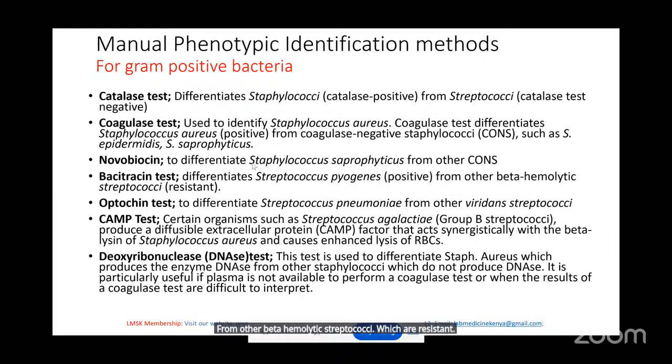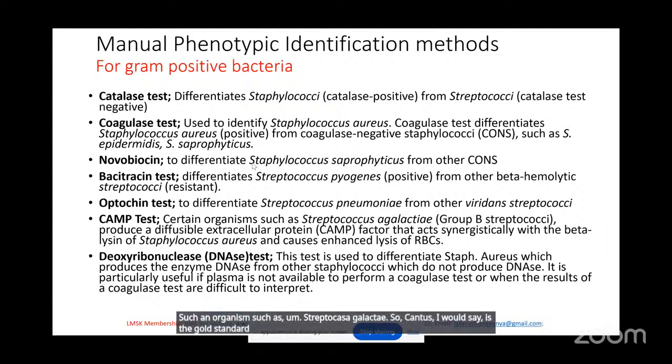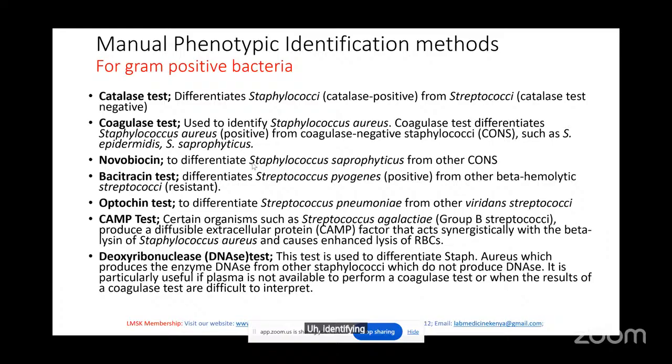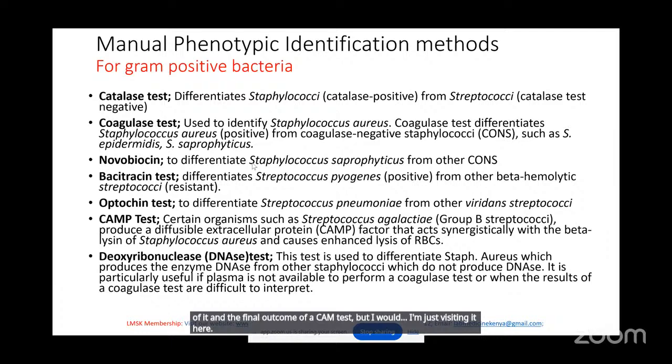Then you have optochin test to differentiate Streptococcus pneumoniae from other viridans streptococci. Then you have your CAMP test to differentiate certain organisms such as Streptococcus agalactiae. So CAMP test, I would say, is the gold standard for identifying Streptococcus agalactiae. I will not delve into the principle of it and the final outcome of a CAMP test, but I'm just listing it here. Then you have your DNase test.